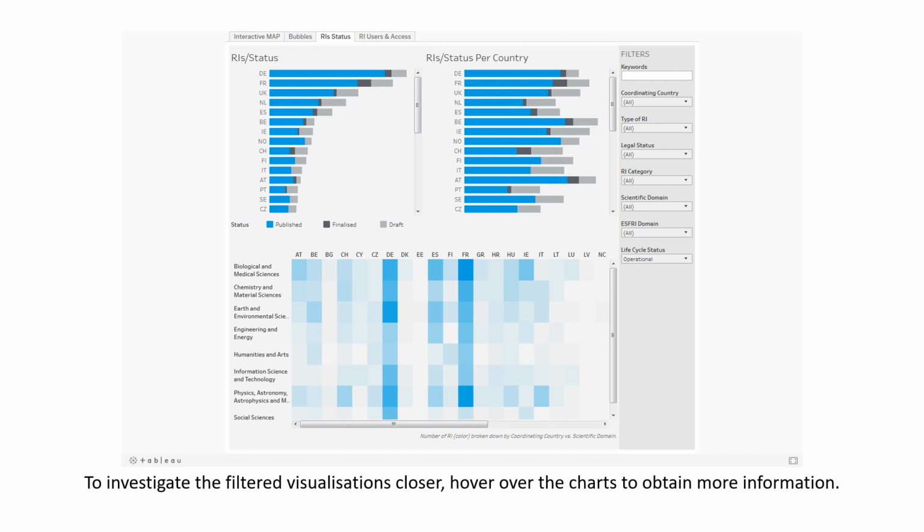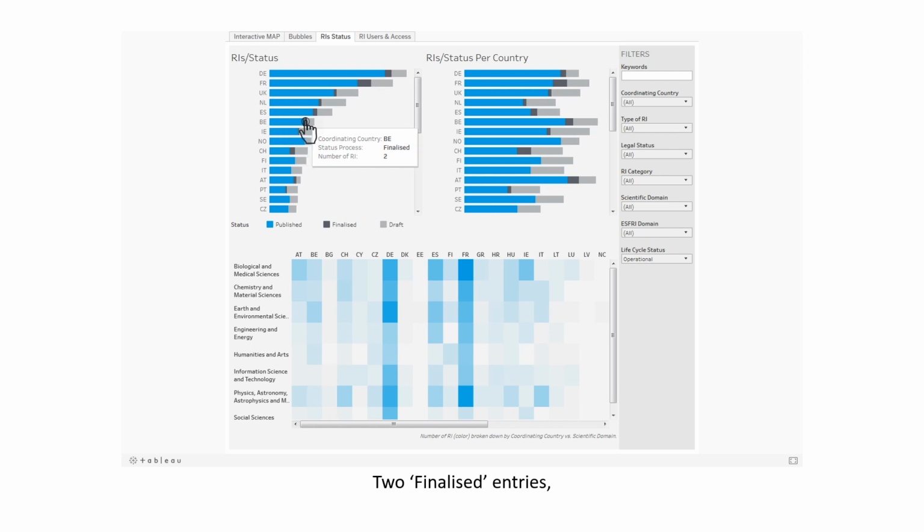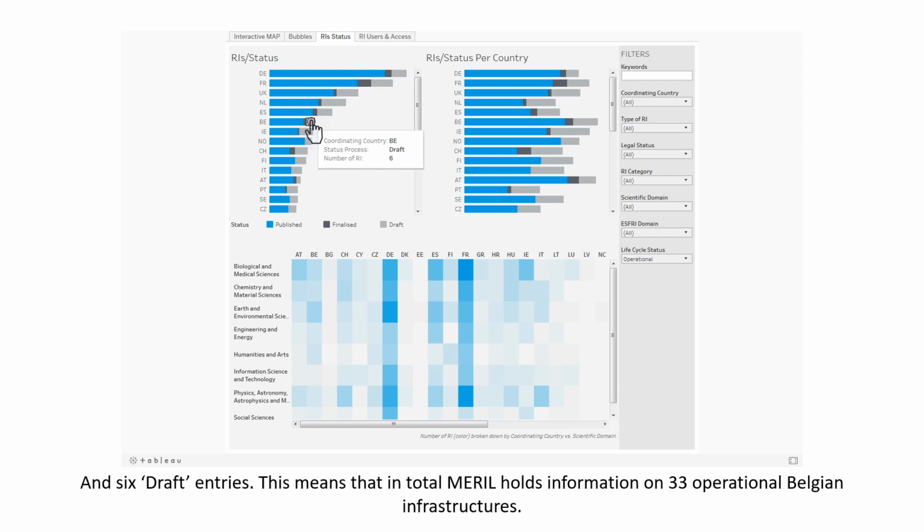To investigate the filtered visualizations closer, hover over the charts to obtain more information. For example, hovering over the Belgium blue bar tells you that there are 25 Belgian RIs with published entries, 2 finalized entries, and 6 draft entries.